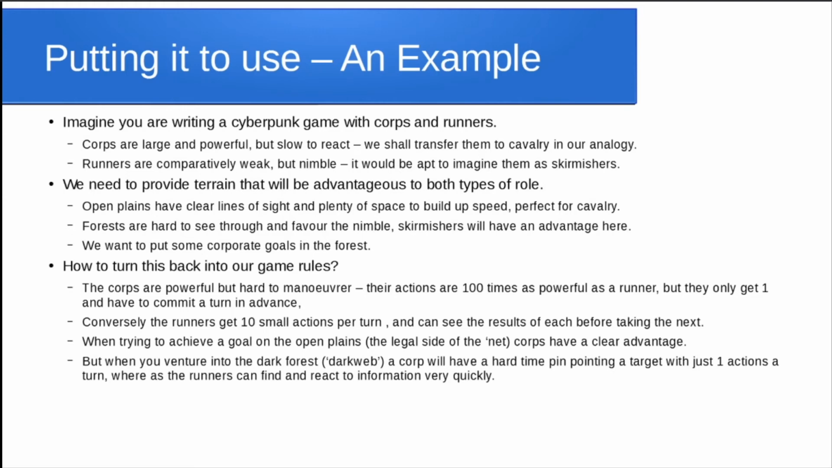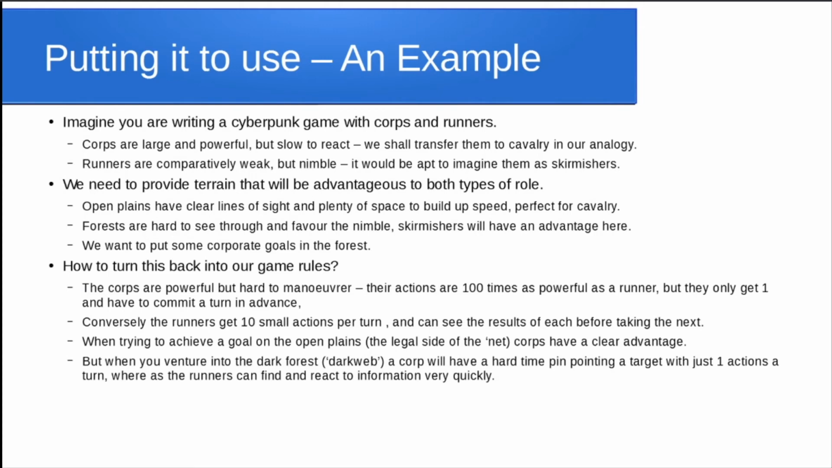Obviously, you have more than two roles and it's more complicated in a full game, but I've only got a few minutes. So using this, how could we get back to actual game rules, to an economy, and some actual roles and some actual interactions? So corporations, powerful, hard to maneuver. Server actions are 100 times as powerful as the runner actions, but they only get one, and they have to commit to it a turn in advance.